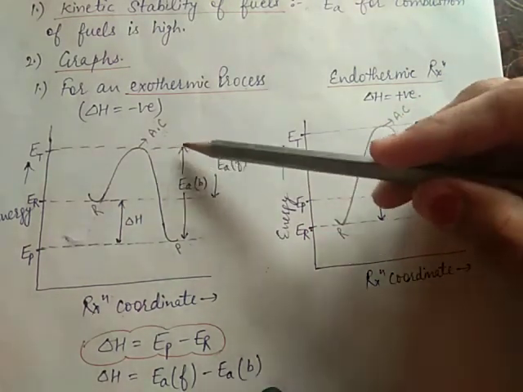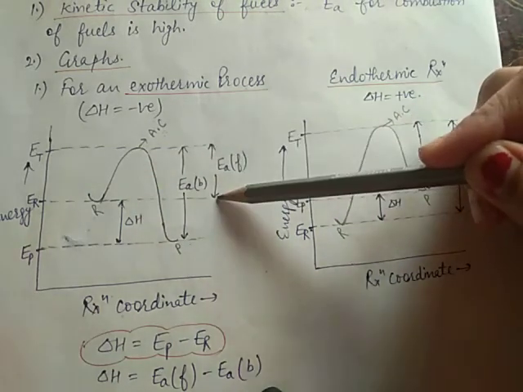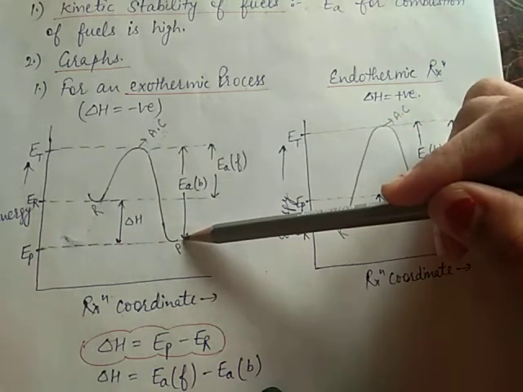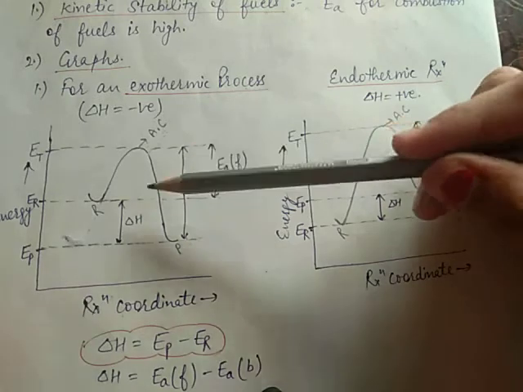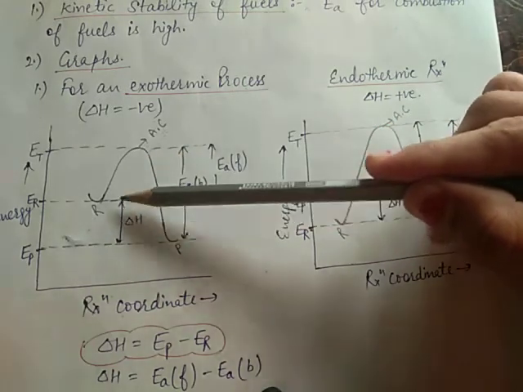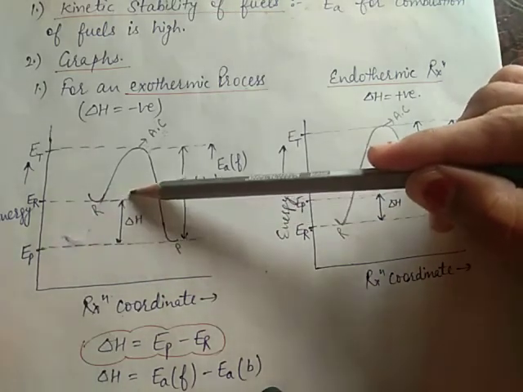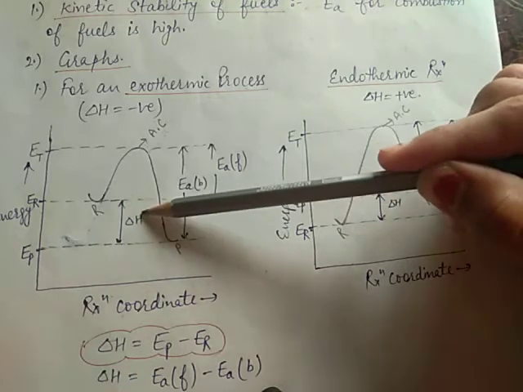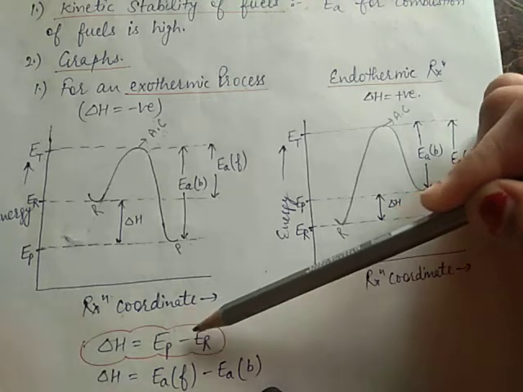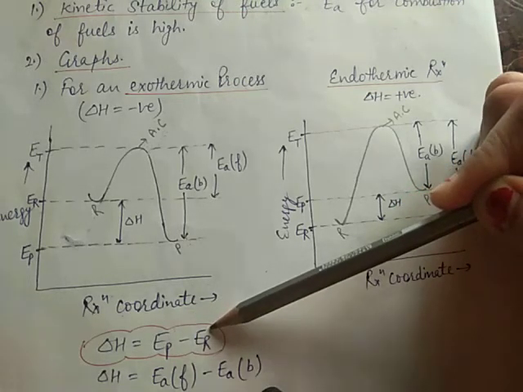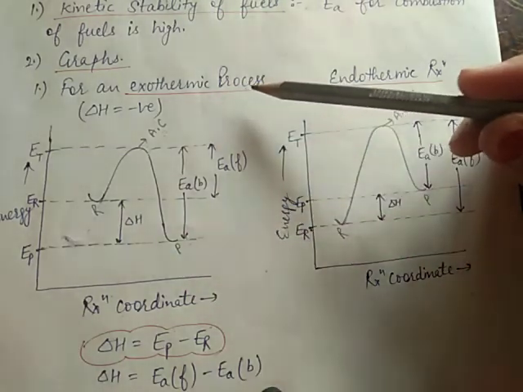So here this is the activation energy of forward reaction, this one from here, and this is the activation energy of backward reaction. And here total reactant changes into product, this is the enthalpy change for our reaction, means delta H is equal to average energy of product minus average energy of reactant.